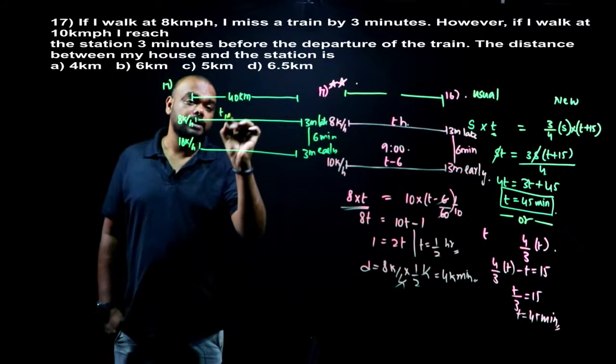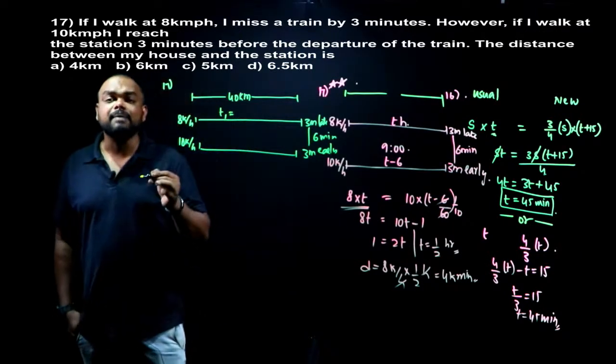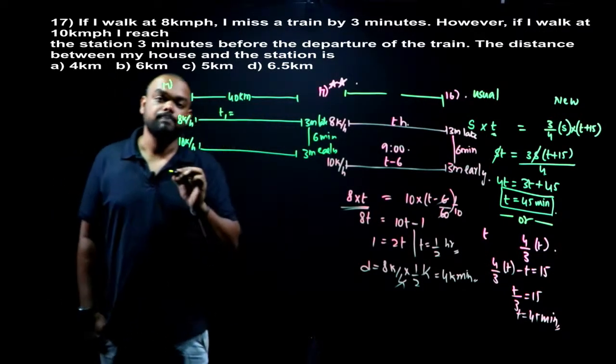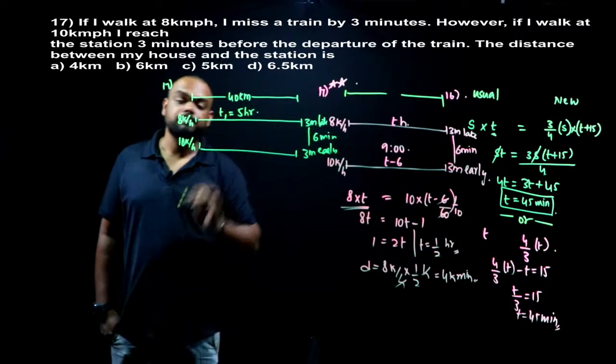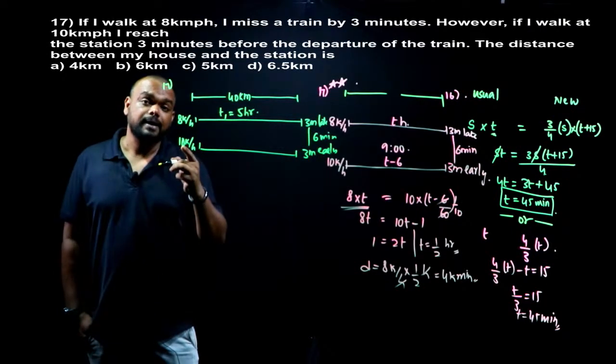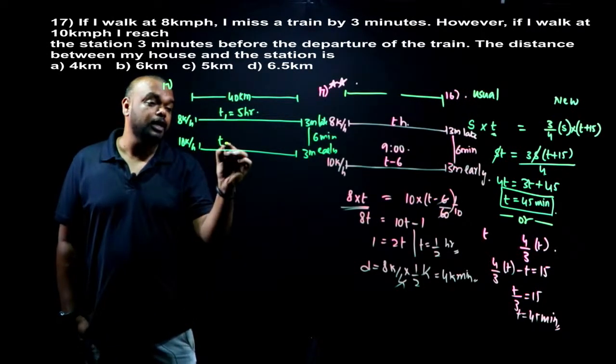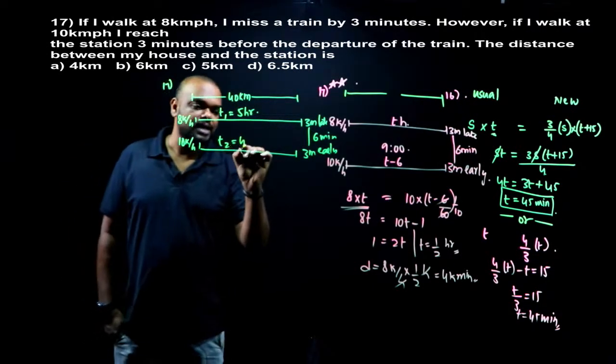In this case, time 1. How do we calculate time? Distance by speed. 40 by 8. I will take 5 hours on the first day. Second day, again time, distance by speed, T2. 40 by 10, 4 hours.